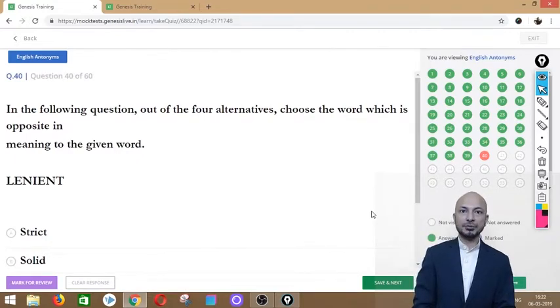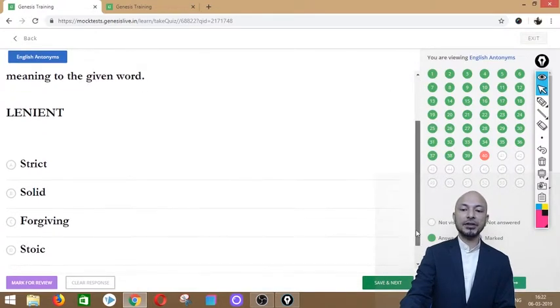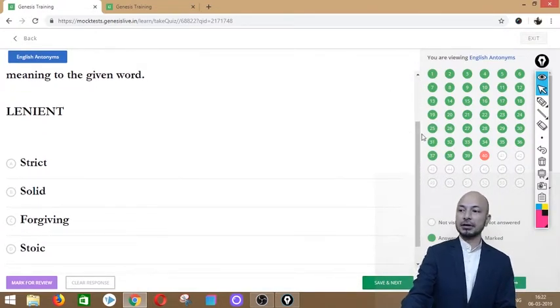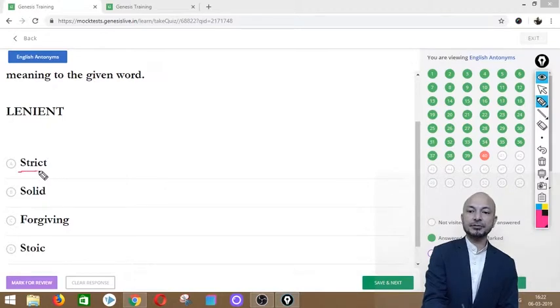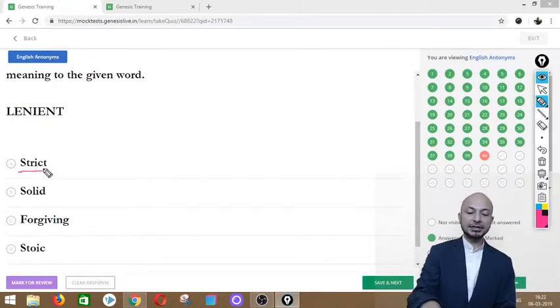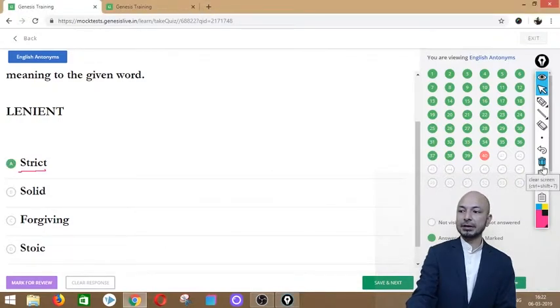We come to question number 40, and the word is lenient, and the options given are strict, solid, forgiving, and stoic. And the correct option is option A, which says strict. So lenient is when you're not strict. So it is the direct antonym of the word lenient over here, strict. So we click option A.